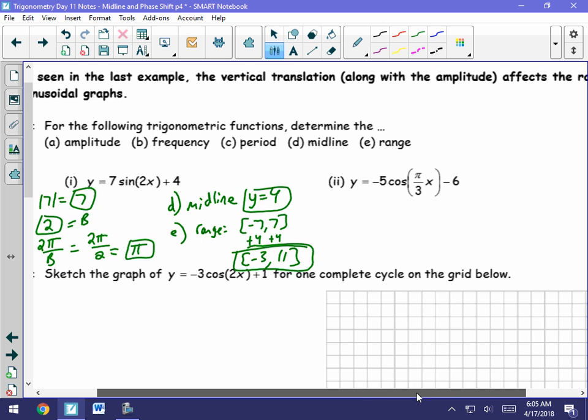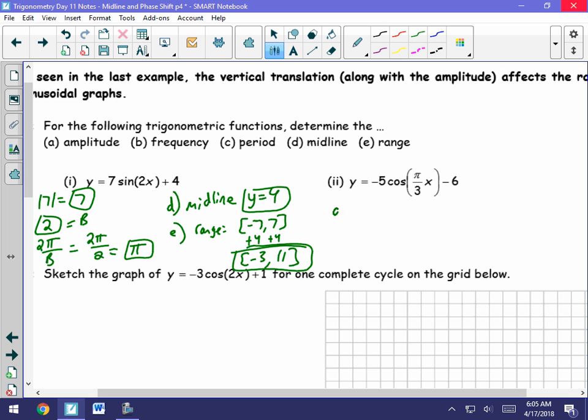Okay, and then we can do a similar thing for Roman numeral 2 here, working through with our cosine graph. So amplitude, now this one has a negative, right? But remember, amplitude is always positive because technically it's the distance to that midline. Okay, so if we were to graph this, it would be reflected. That's what that negative tells us. But the amplitude itself is positive. So amplitude is +5.